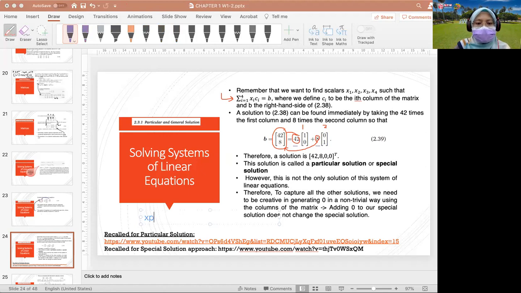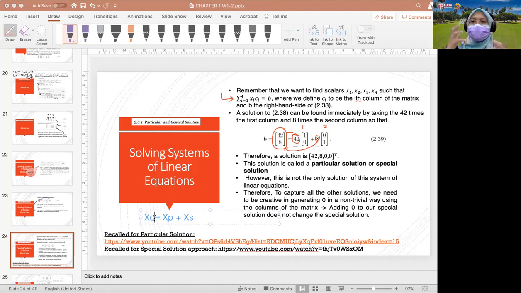X P, for the X C, meaning the complete solution, is equivalent to XP, the particular solution, plus X S, the special solution. So the complete solution, or general solution, is what we present.